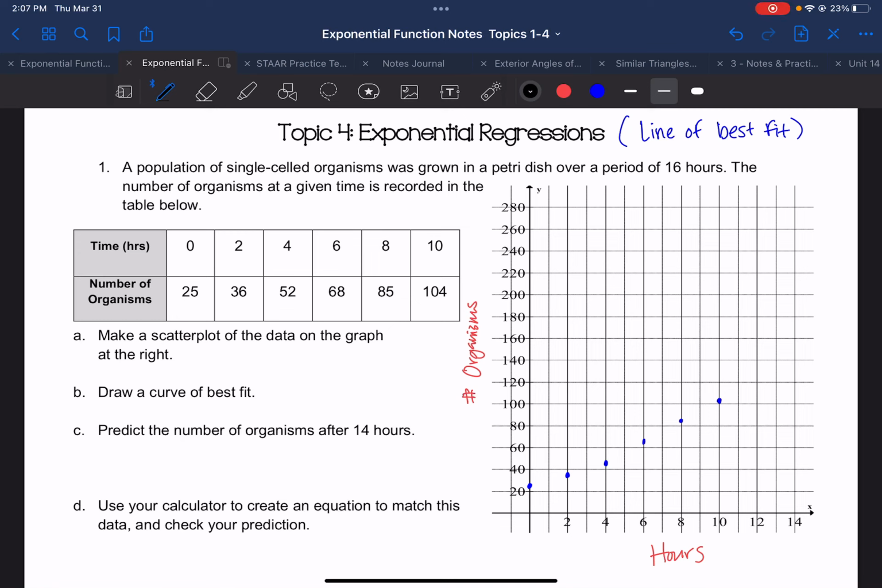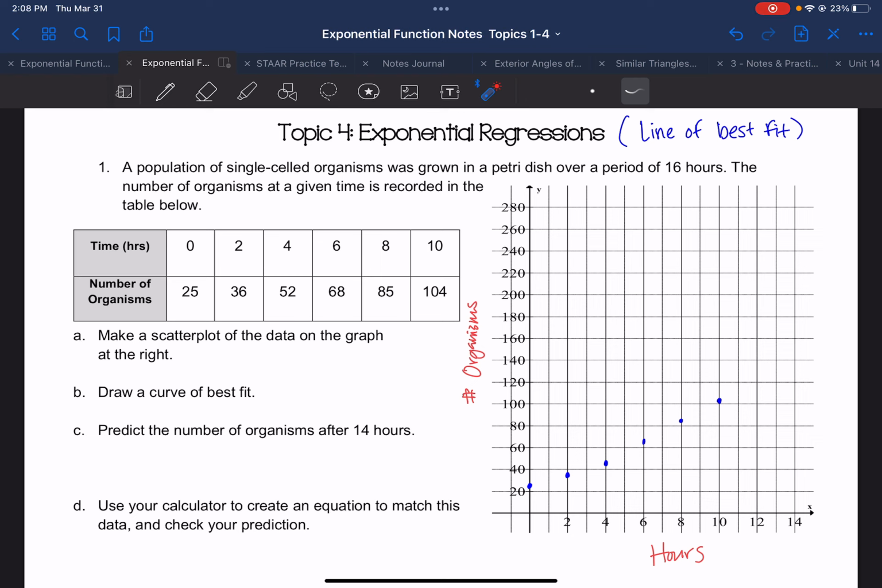What's up, everyone? We are doing topic 4, exponential regressions. Now, regressions enable us to find the line or curve of best fit. In this case, it's going to be a curve because an exponential function curves. So let's go ahead and jump into this.